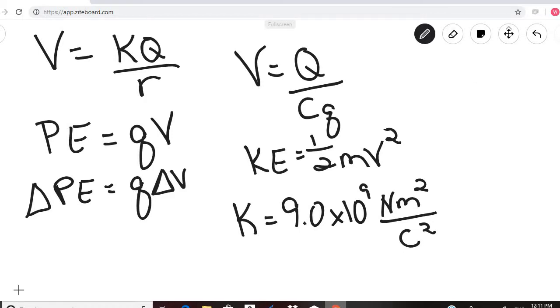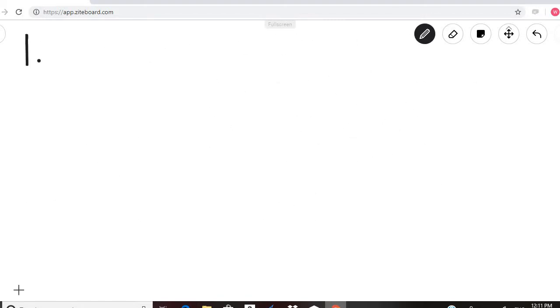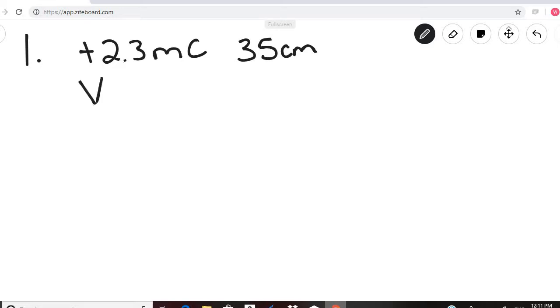Problem number 1 tells us that we have a positive 2.3 megacoulomb charge, and it is 35 centimeters away from a fixed charge, and we are told that the electric potential, which is V, is equal to negative 4.6 times 10 to the 7th volts, and then we are asked what is the fixed charge.